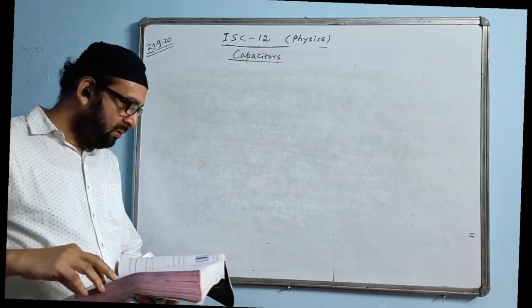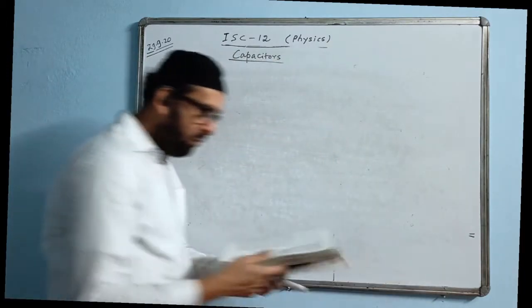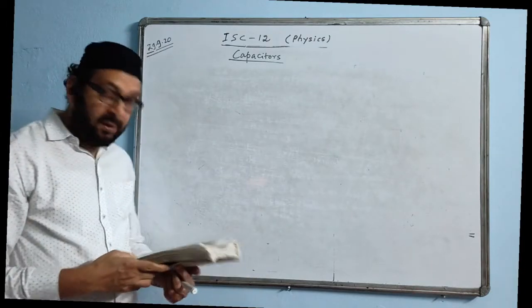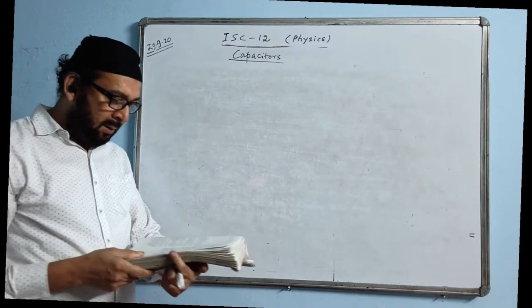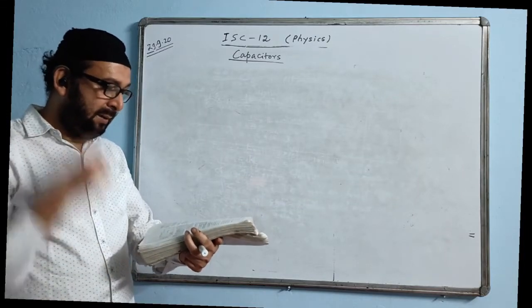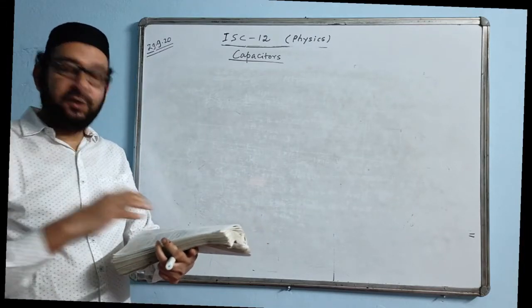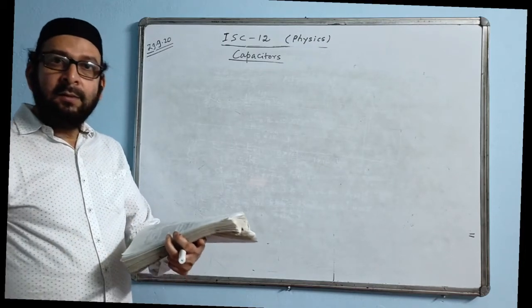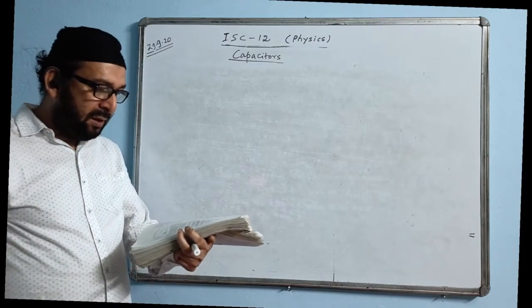So I will read that question. This is the question of ISC 2097. The question says the figure gives a circuit for a camera flash.